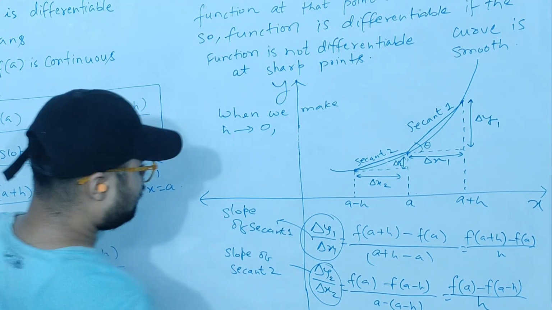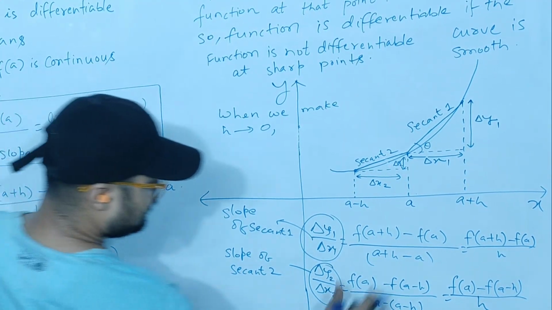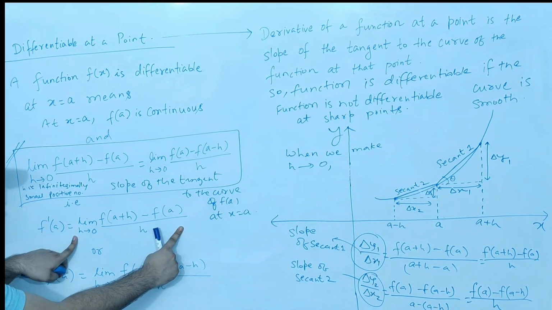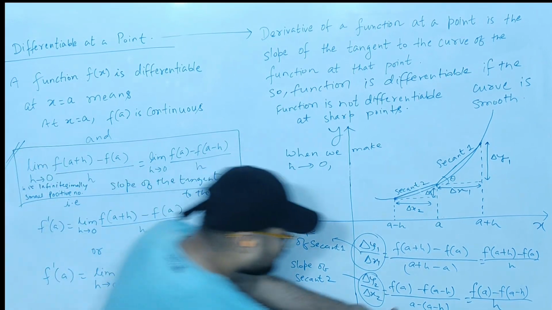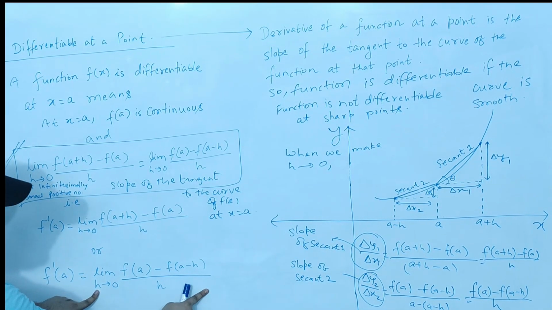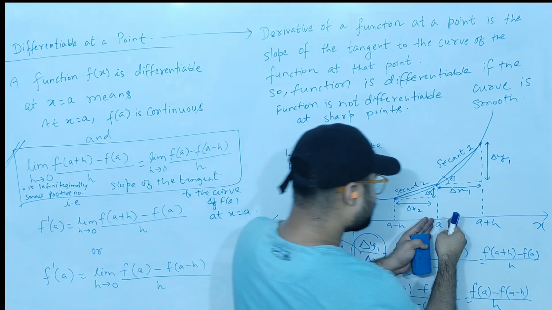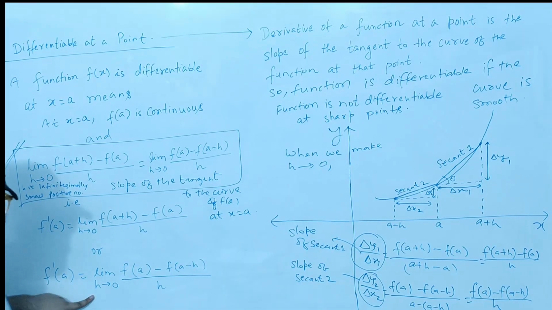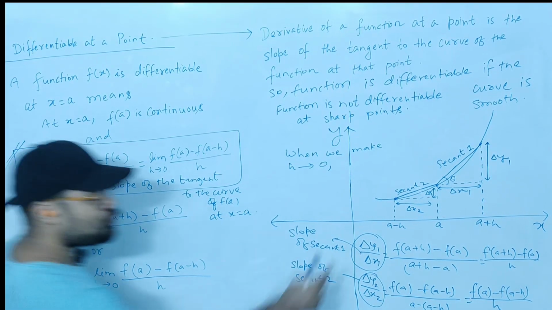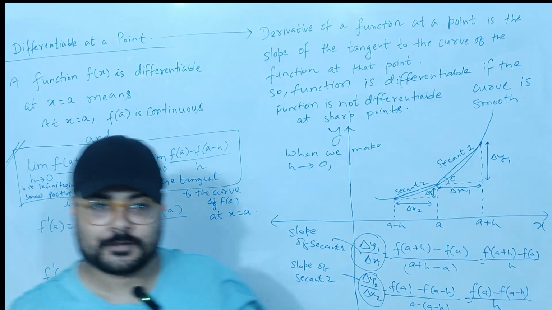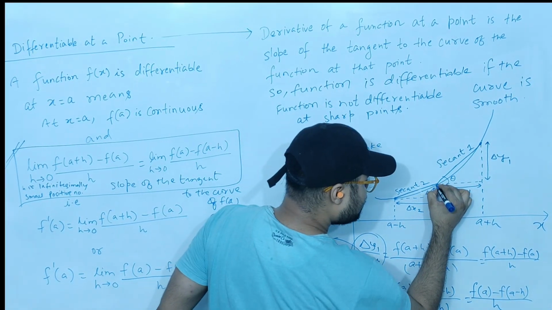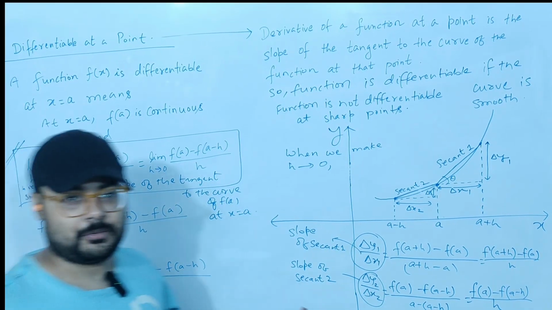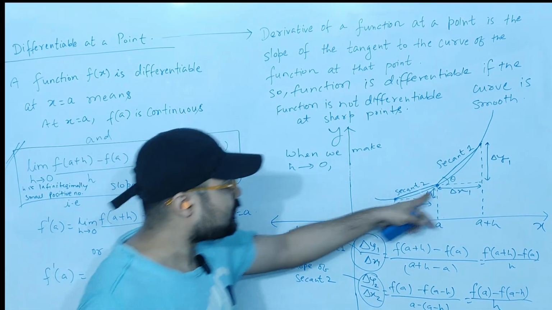When we make h tend to 0, this quantity is limit h tends to 0 of f of a plus h minus f of a divided by h, and this quantity is limit h tends to 0 of this. And when we make h tend to 0, these two limits become equal. Means the slope at this point becomes equal. This is the same line, because the point is fixed and the slope is also the same. It means it's the same line, and that line is the tangent.